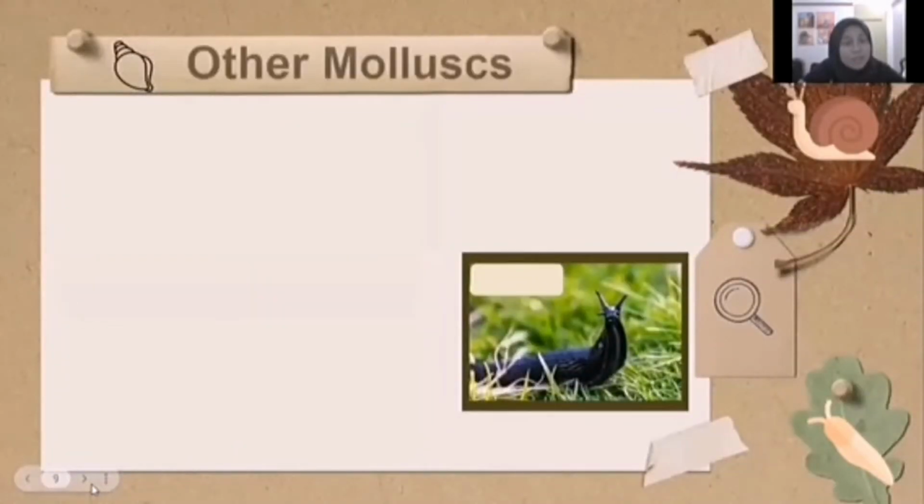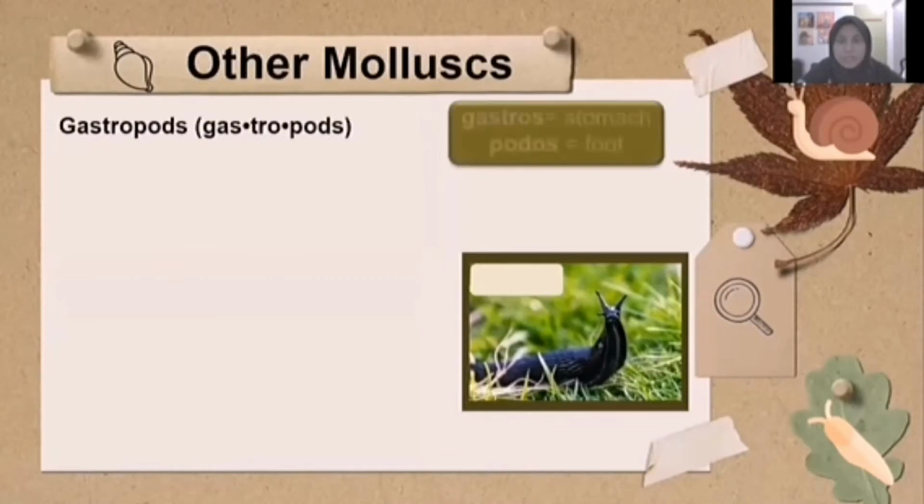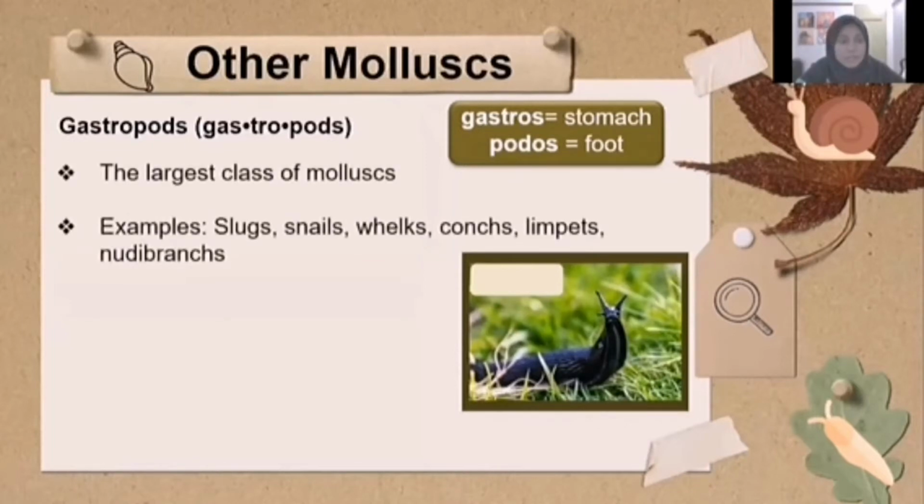Next, we will take a look at other mollusks. Another class of mollusks is gastropods. In biology, gastropod consists of two words: gastros, which means stomach, and podos, which means foot. Gastropods are the largest class of mollusks. Some examples of gastropods are slugs, snails, whelks, conchs, limpets, and periwinkles. This is a slug.